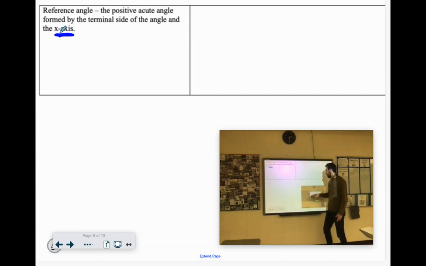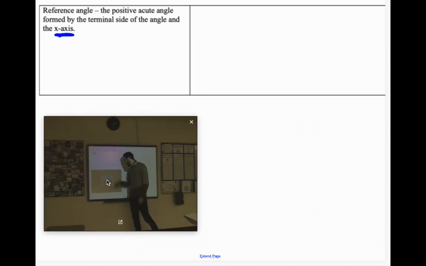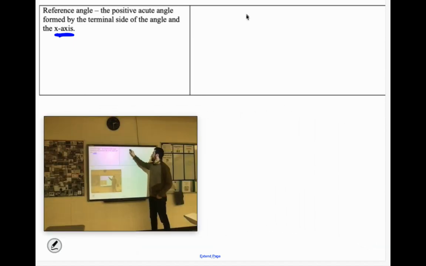So I'm going to show you 4 different scenarios here. I'm going to write them very large, so you're going to have to write them a little smaller to squeeze them inside the box I have for you here.